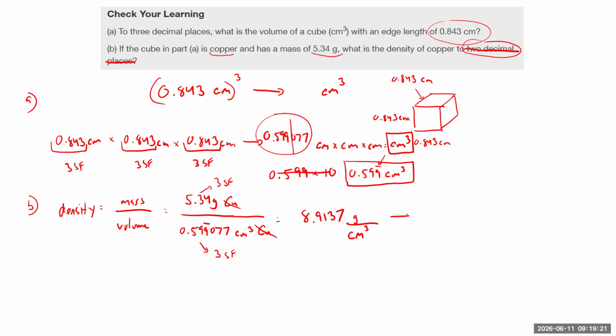All right. So if we want to do the proper sig figs, proper sig figs equals 3 sig figs. This is going to be cut off here, and it's going to be 8.91 grams per cubic centimeter. If we do what the book asks, we're going to do 2 sig figs, so that's going to be 8.9 grams per cubic centimeter.